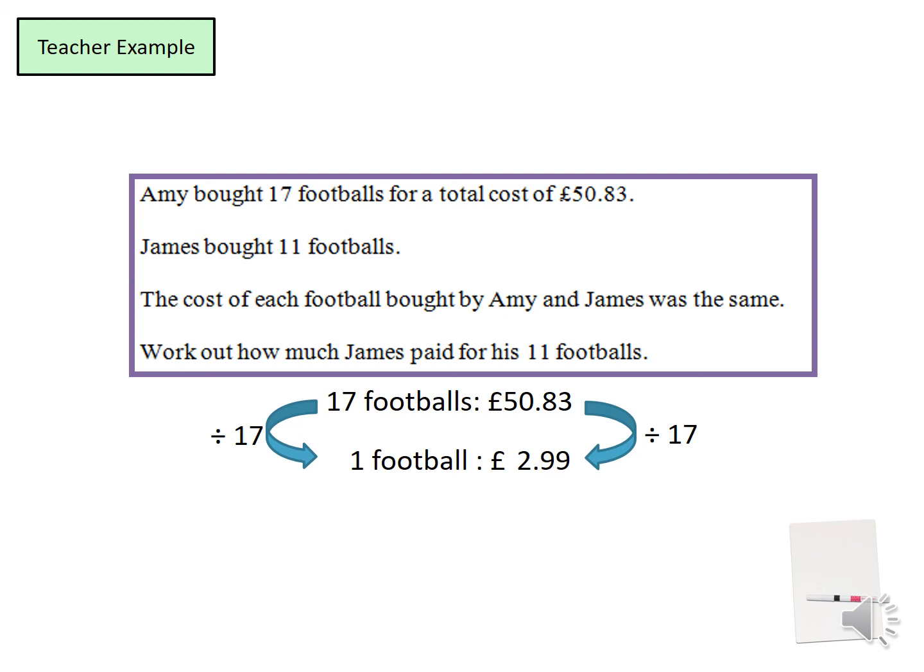Okay, we want to know how much James paid for 11 footballs. So from 1 football to 11 footballs, we times by 11. So £2.99 times by 11 is £32.89. So James paid £32.89 for the 11 footballs that he bought. Copy this example out and move on.